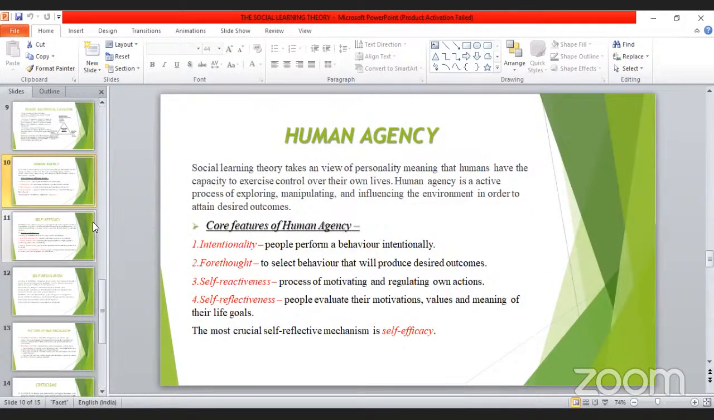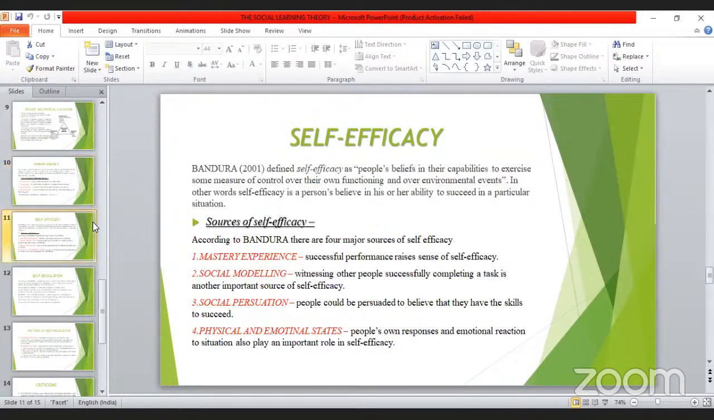Okay, then the next slide is on self-efficacy. Bandura defined self-efficacy as people's belief in their capabilities to exercise some measure of control over their own functioning and over environmental events, right? I already mentioned that self-efficacy is a kind of self-concept that we are efficient to behave in a particular way to get desired outcomes.